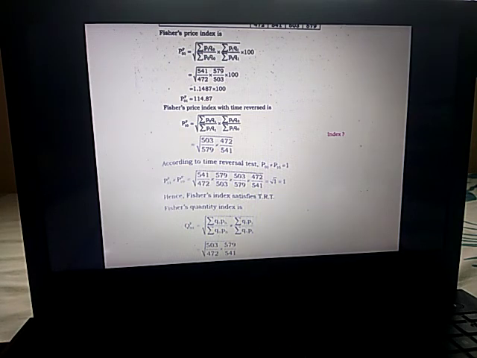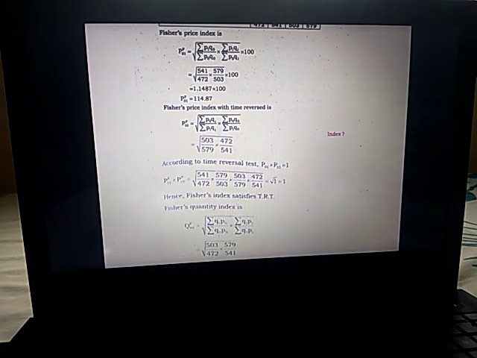Now according to the time reversal test, P01 into P10 should be 1. So we'll check. We'll substitute P01 of F, that is root under 541 divided by 472 into 579 divided by 503, into P10, that is 503 divided by 579 into 472 divided by 541. This all comes under the root. Then each of the terms will get cancelled and you will get root 1, which is nothing but 1. Hence Fisher's index satisfies the time reversal test.